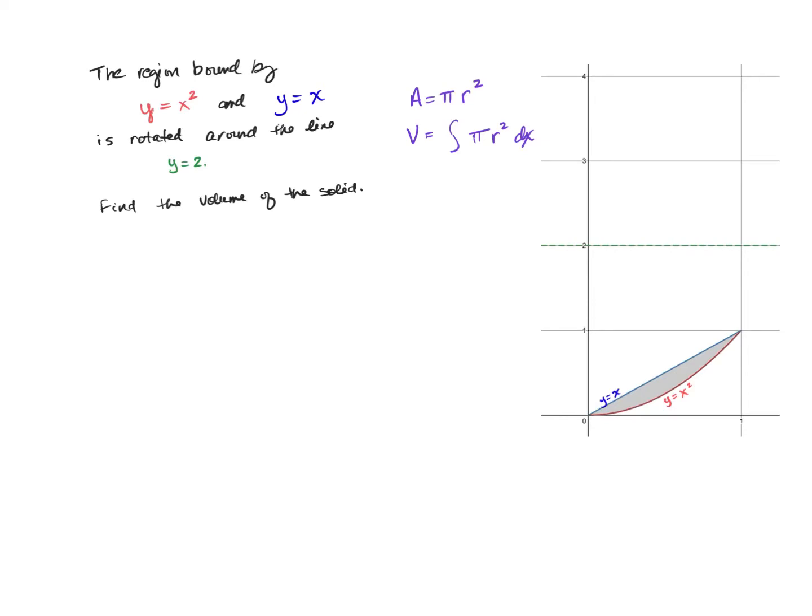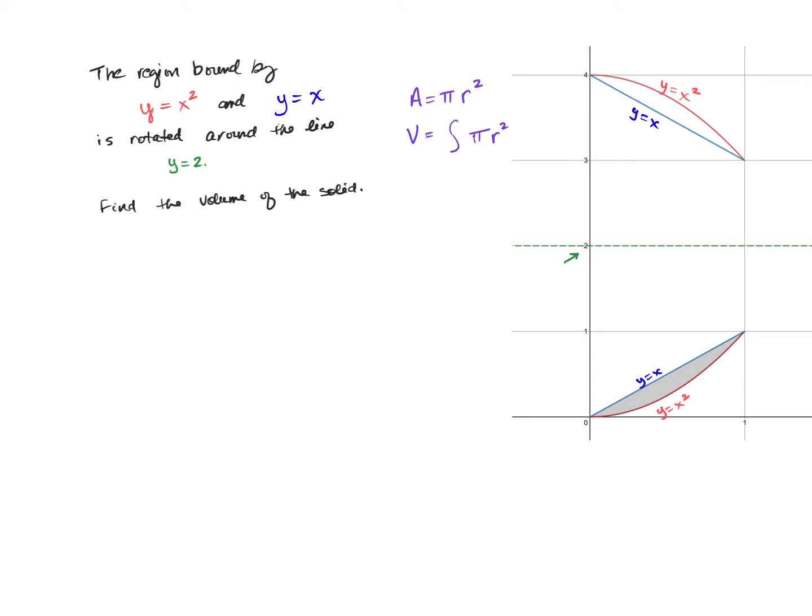So, to find the volume of the solid that is going to be created by the region bound by the line y equals x squared and the line y equals x, and then rotated around the line y equals 2. When we rotate this object around the line y equals 2, it pops up here. This is making a solid, and cross sections of this solid will be a circle.